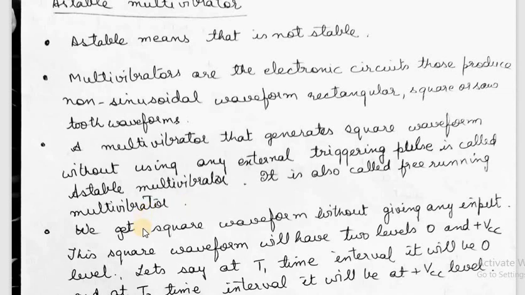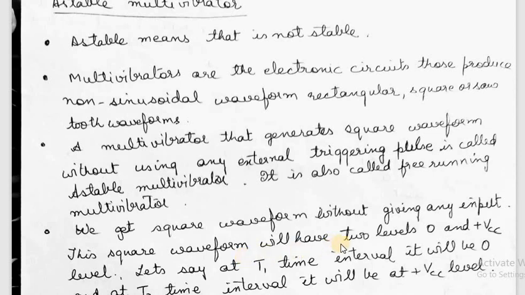And what do we get as the output? We get square waveform without giving any input. So that is the basic oscillator principle, that it should not take any input and it should give output. So it gives square waveform without taking any input.